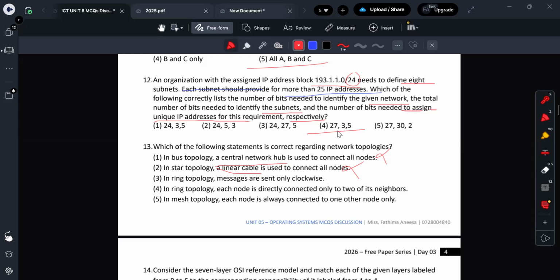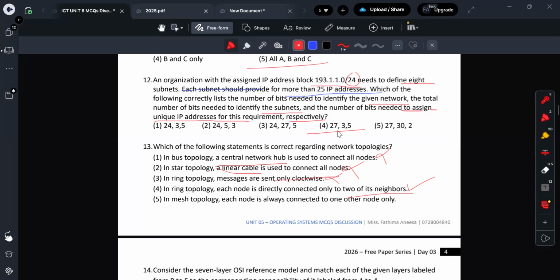In ring topology, messages are sent only clockwise. Is this true? No, right? Not only clockwise. While data often flows in one direction to prevent collision, it can be designed to flow clockwise or anti-clockwise. Okay. Then fourth option. In ring topology, each node is connected to only two of its neighbors. This is true, right? In a ring topology, every device has exactly two neighbors for communication purposes, and that forms a continuous circular pathway for signals.